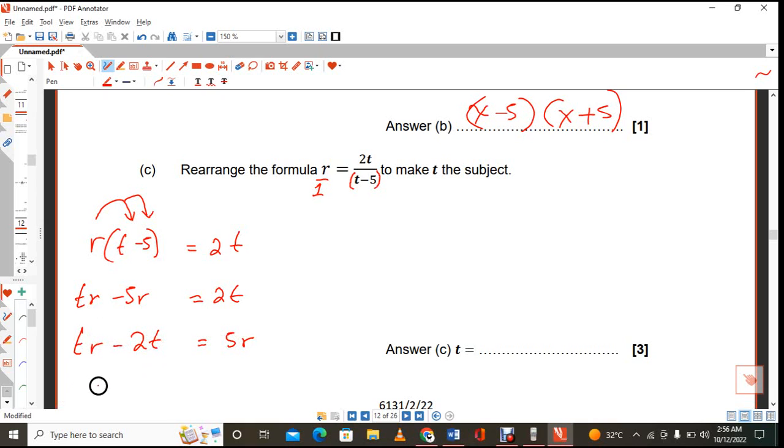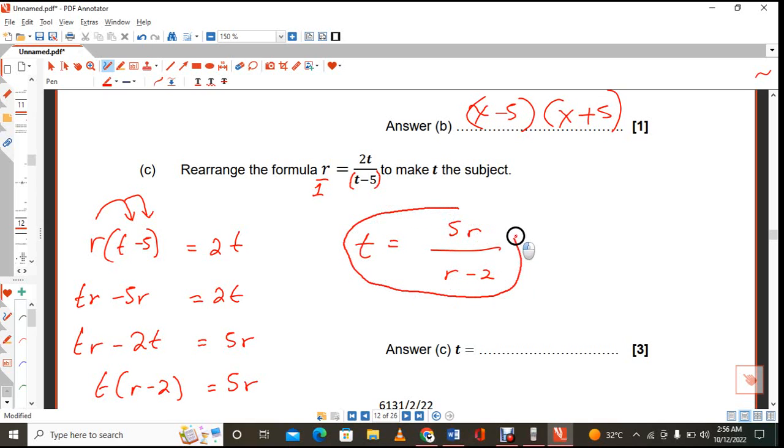Okay, and now you're going to take out the T as a common factor here. So you're going to say T in brackets, R minus 2, equals 5R. And so obviously T will be 5R all upon R minus 2. In fact, this is also your answer.